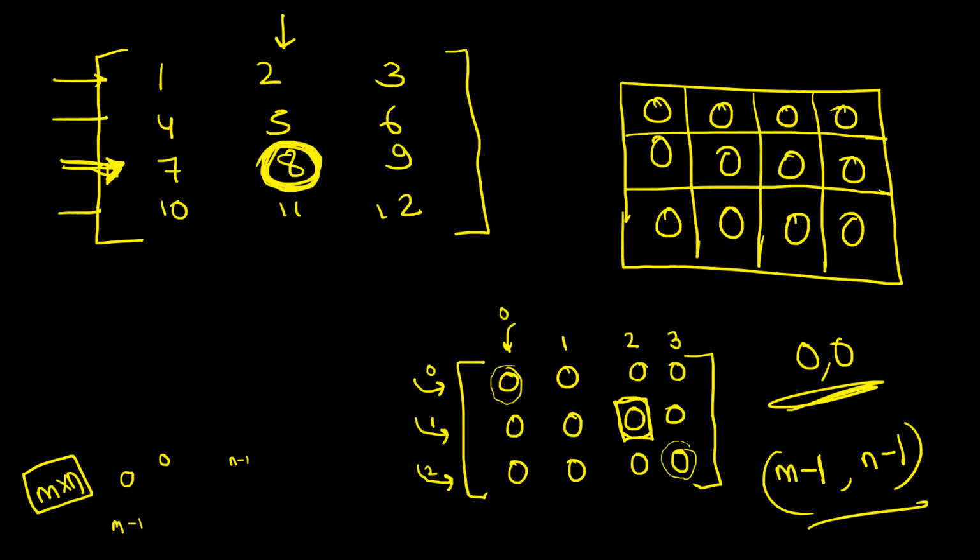Now, how do we first of all declare an array? How do we first of all make a two-dimensional array? For a one-dimensional array, we had a situation like this.